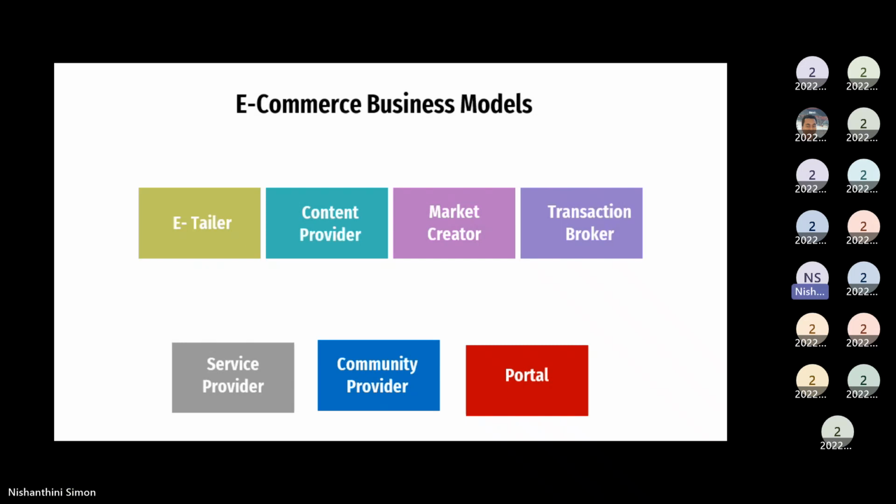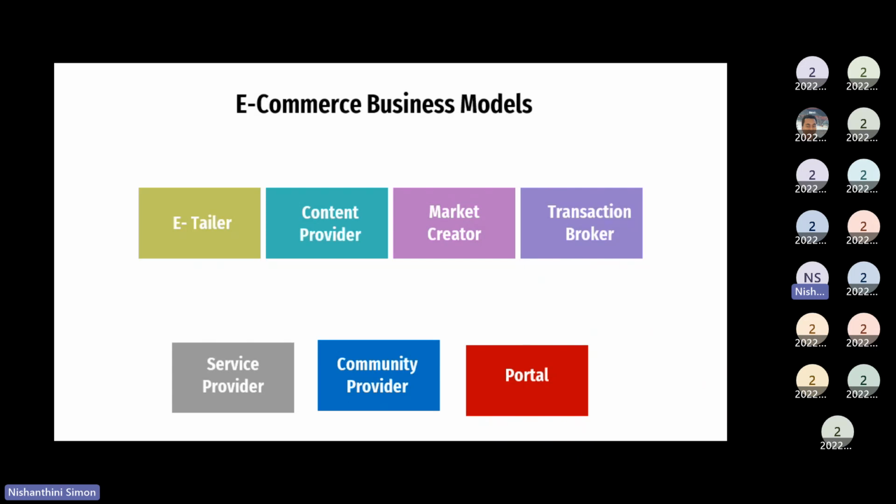eBay we could consider. Amazon, yeah. AliExpress, yes, could be. So where we are buying these products.